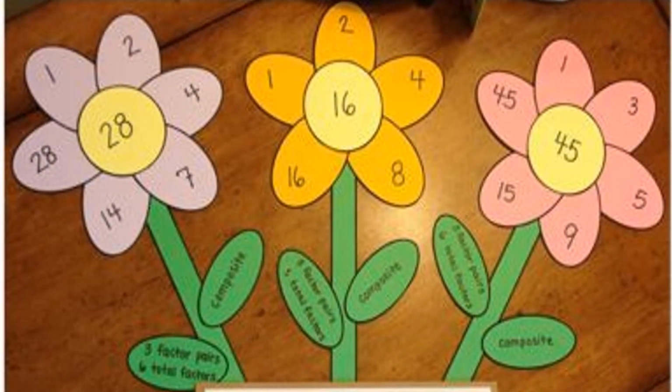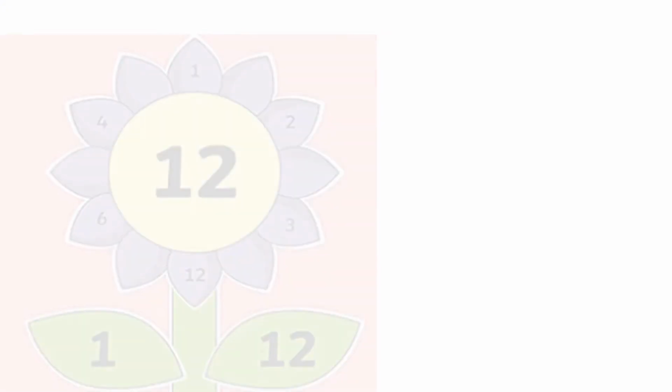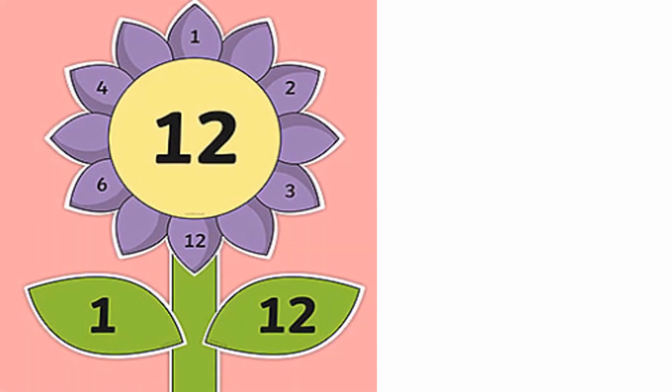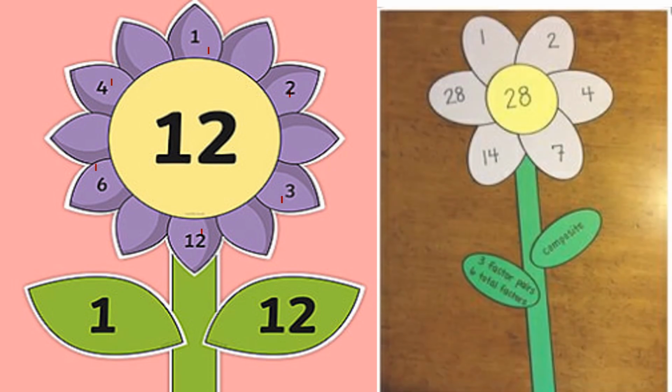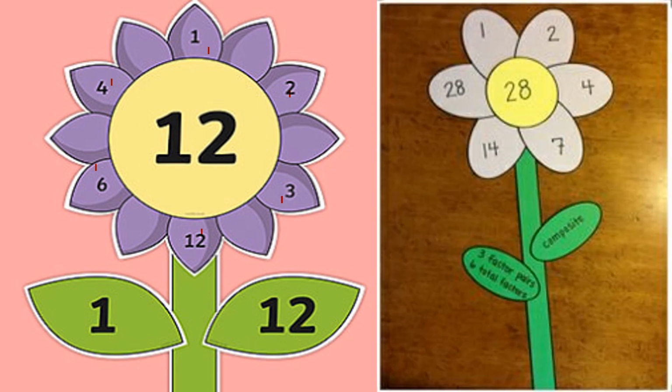It is an activity for you. You have to write the number in the middle part, draw any flower shape, and write its factors in the flower petals. See, observe this. Here 1 into 12 is 12, 2 sixes are 12, then 4 threes are 12. These are the factors of 12. And this is the factors of 20.